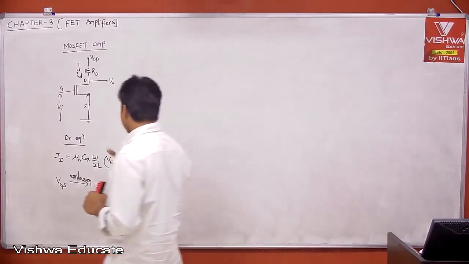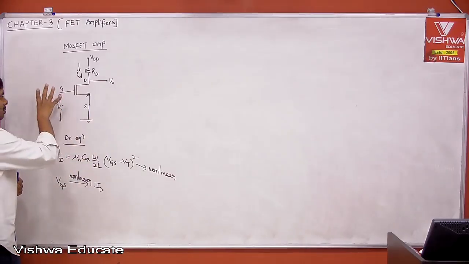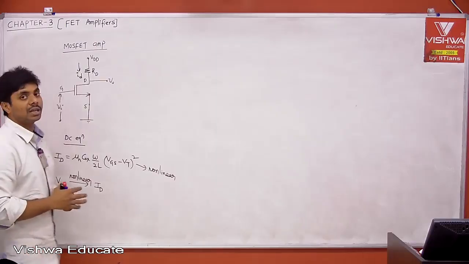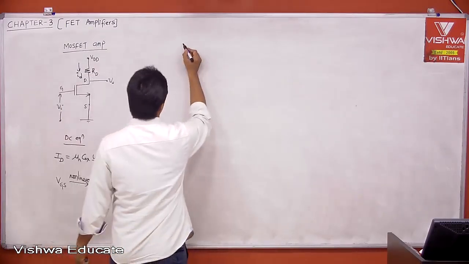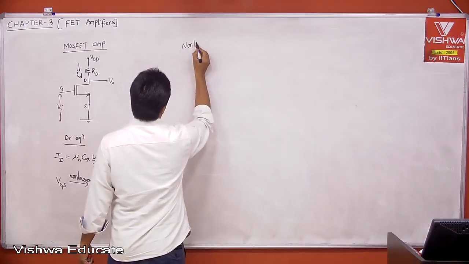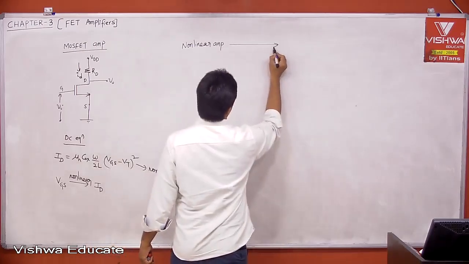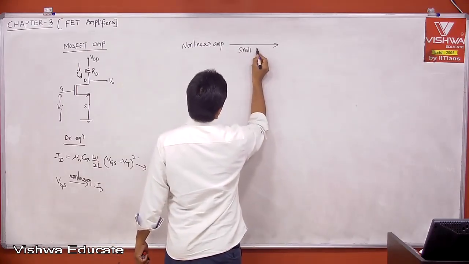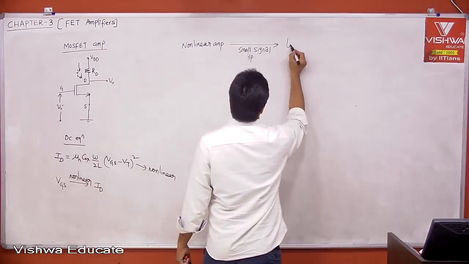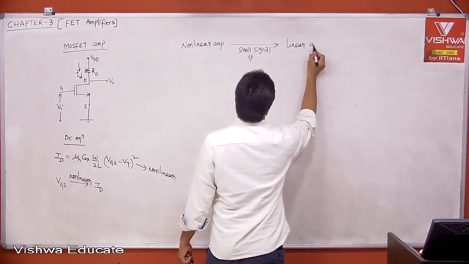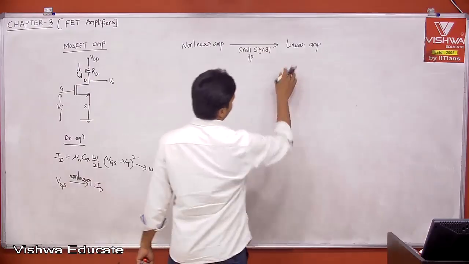But remember, the non-linear amplifier becomes a linear amplifier by applying a small signal. When you apply a small signal, the amplifier becomes linear. I can explain this mathematically also. The non-linear amplifier becomes a linear amplifier by small signal input.